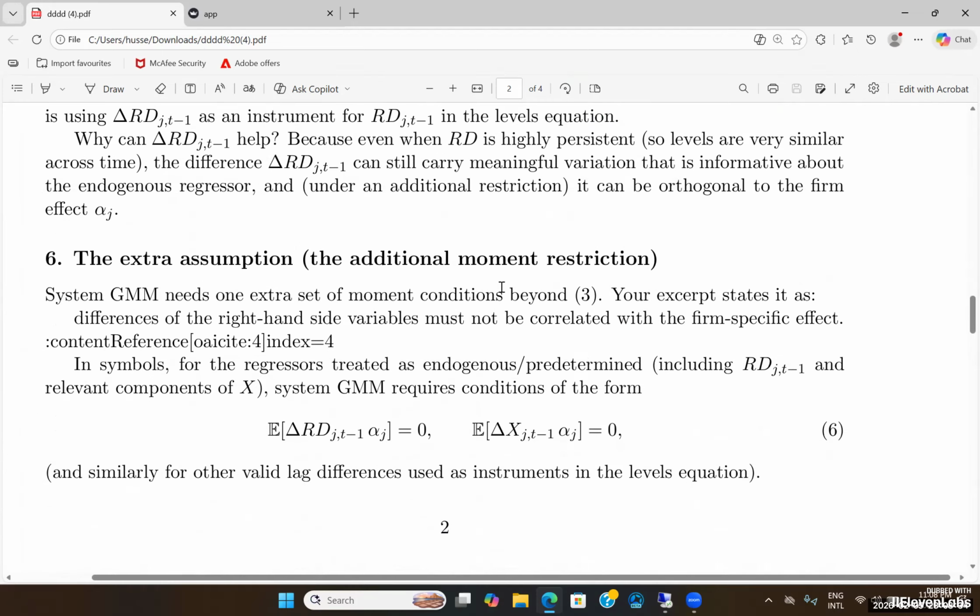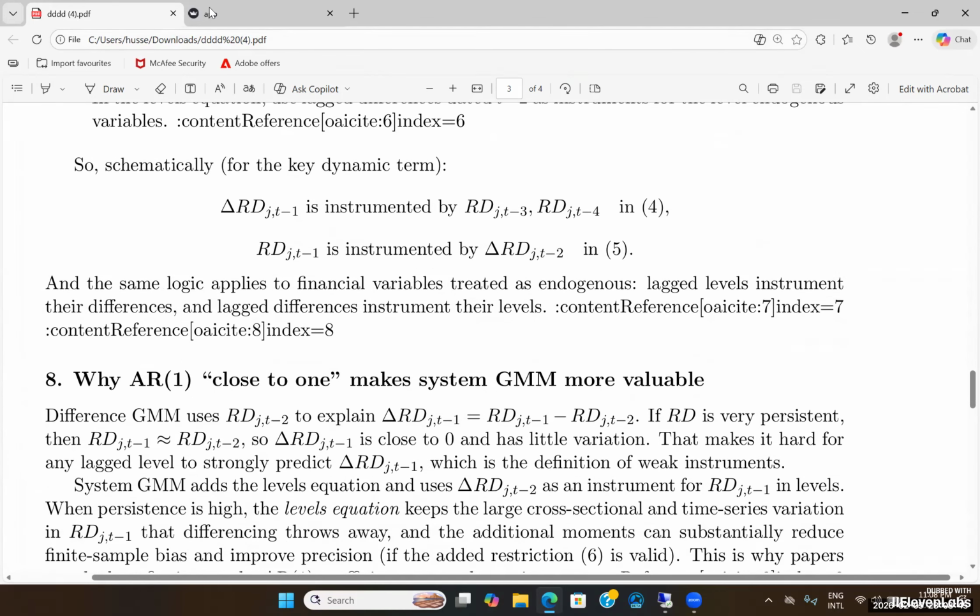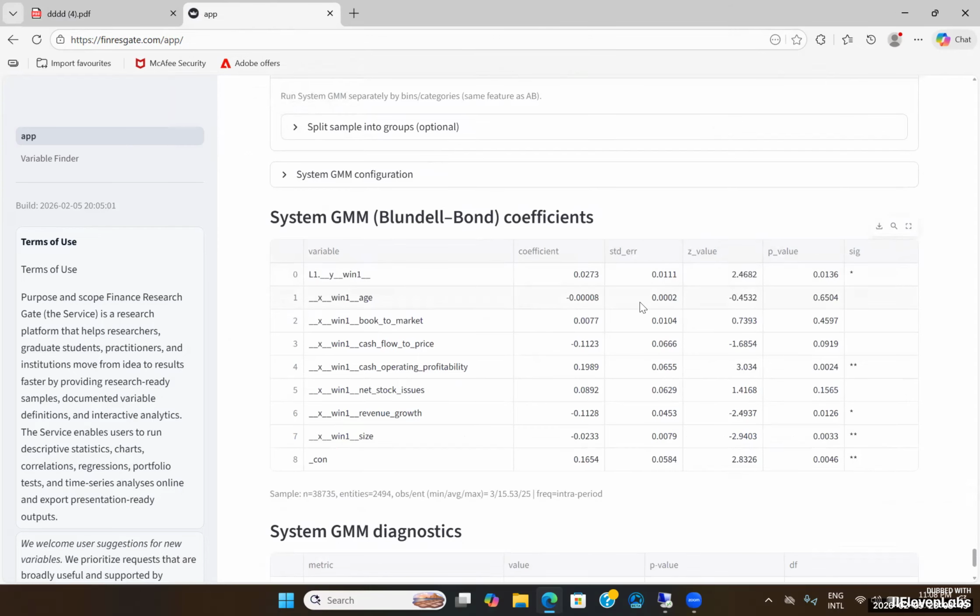And this is truly the case because as soon as you apply the differencing technique to your data, you effectively eliminate all of those time invariant and firm-specific characteristics that might be there. So, the underlying concept here is that the system GMM approach can offer greater resilience, particularly when dealing with a pronounced autoregressive component. This means that the lag y variable, as observed in this specific scenario, is exceptionally close to a value of 1. Consequently, in such circumstances, the system GMM methodology gains significantly in its overall importance and relevance.